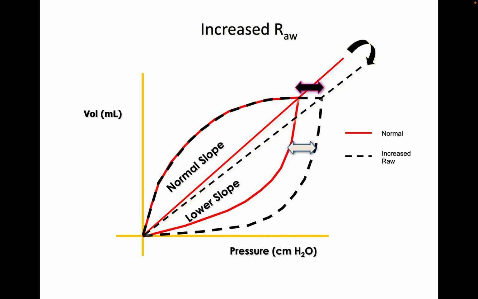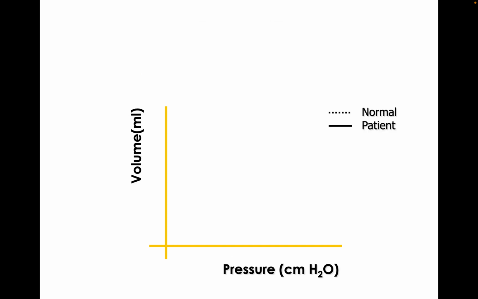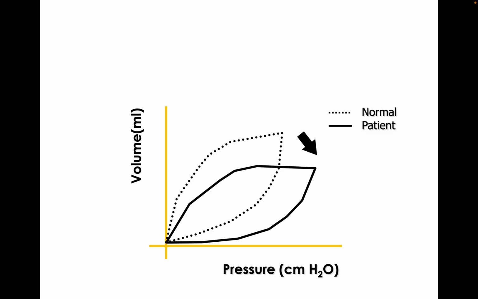As we know, with increased airway resistance, you can have a high peak airway pressure and not that high a plateau pressure. In this particular PV loop, you could see that it is slanted further down. So the pressure has also gone up, but the volume has come down. This is particularly seen in decreased compliance.